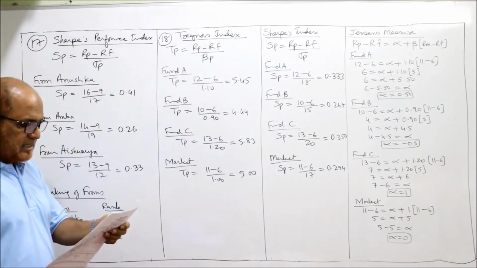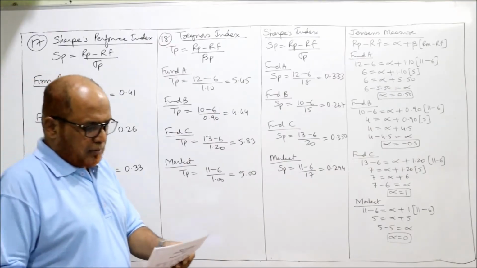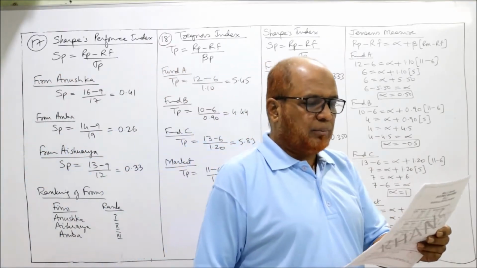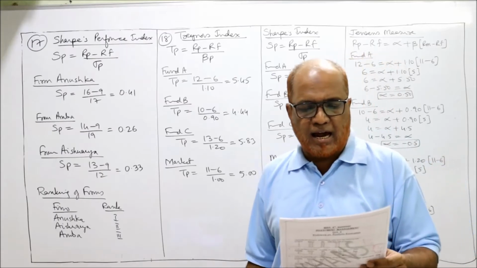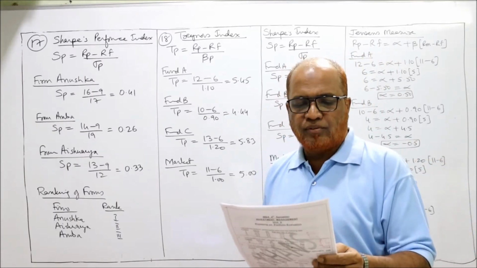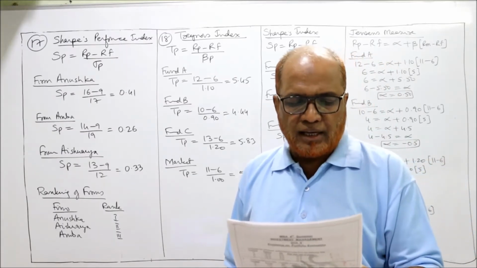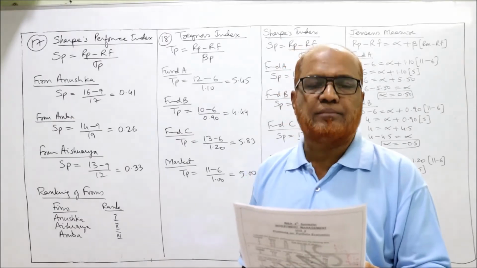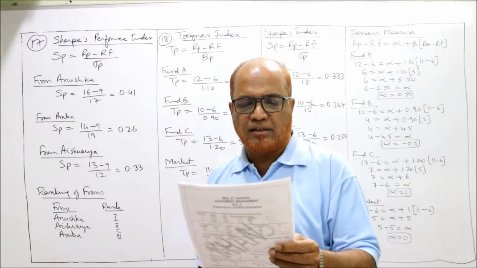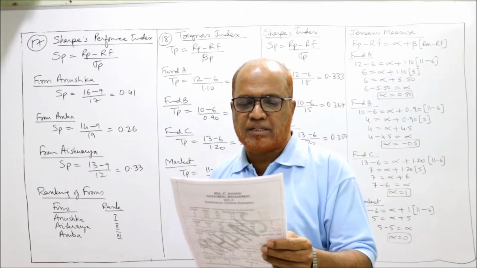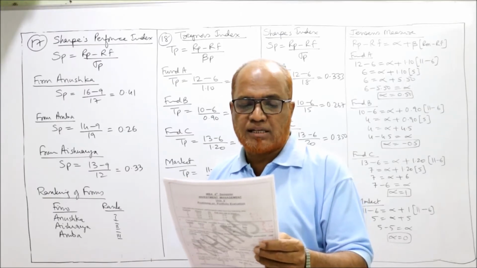Now problem number 18. See the problem. Consider the following information for three mutual funds A, B and C and the market. So we are given three funds A, B, C. For each fund we are given the mean return, which is the portfolio return, the fund return. Standard deviation is given, beta is given. And the market index is also given.